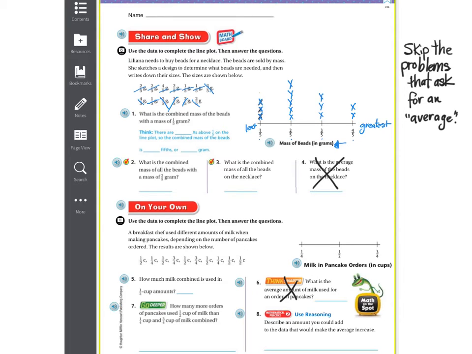So now we're looking at the combined mass of the beads with a mass of 1/5 of a gram. If that's the question, we're going to be looking for 1/5 of a gram. So for 1/5 of a gram, we have 1, 2, 3. So there are 3 X's above the 1/5 on the line plot. So the combined mass of the beads is 3/5 of a gram.